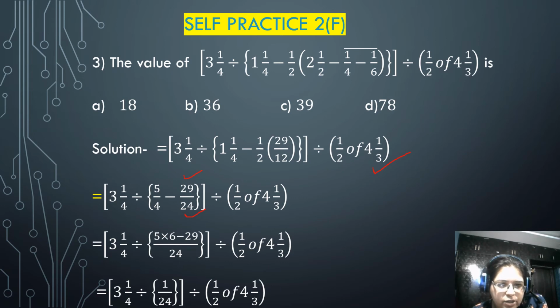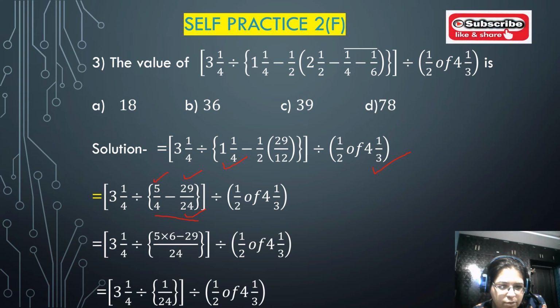And convert this mixed fraction 1 1/4 into an improper fraction. Just multiply: 4 multiplied with 1 is 4, 4 plus 1 is 5, so we get 5/4 minus 29/24. Now evaluate this expression that is inside the curly bracket: 5/4 minus 29/24.